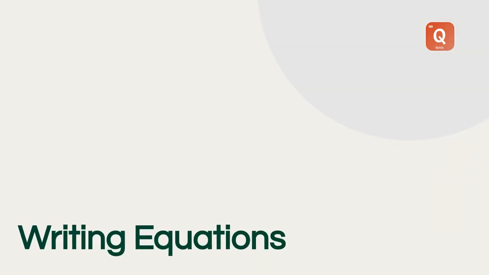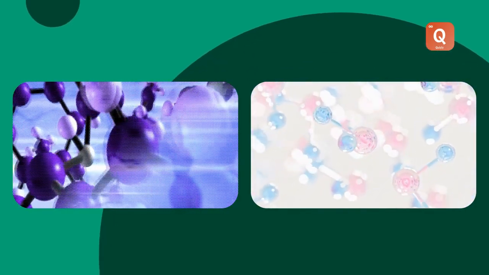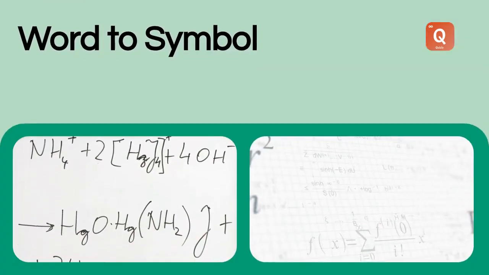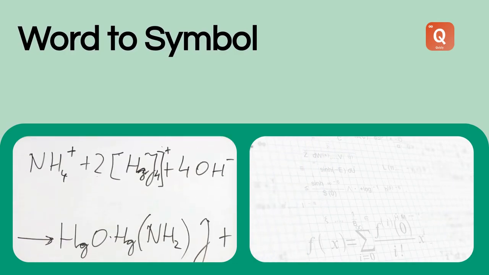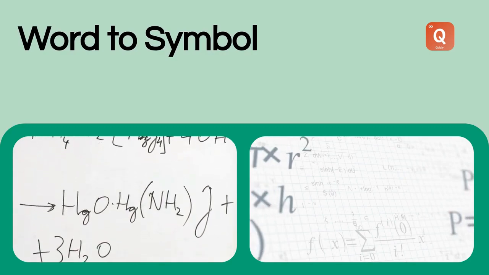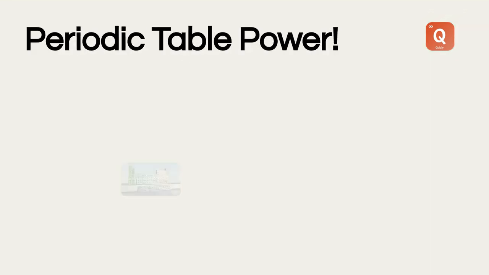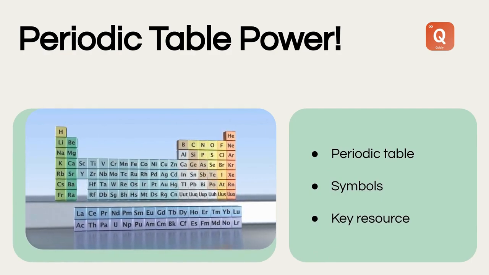First, let's learn how to write a chemical equation. Consider this simple reaction. Hydrogen plus oxygen gives us water. We start by writing the word equation. Hydrogen plus oxygen yields water. Then, we replace the words with their chemical symbols, which you can find on the periodic table. H plus O yields hydrogen oxide. Always remember, chemical symbols always come from the periodic table. It's your best friend in chemistry.